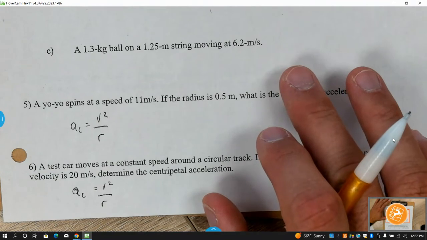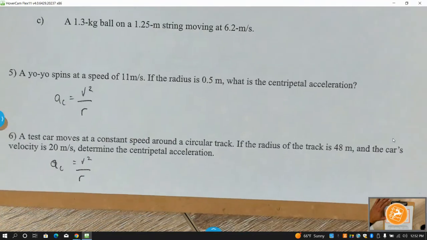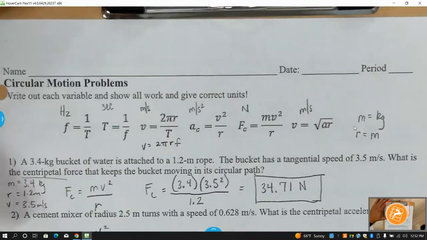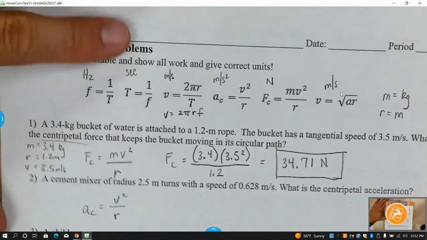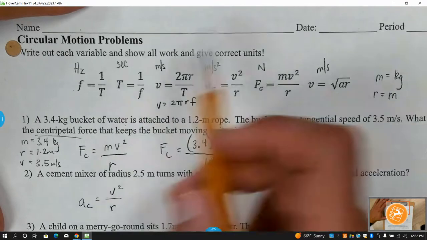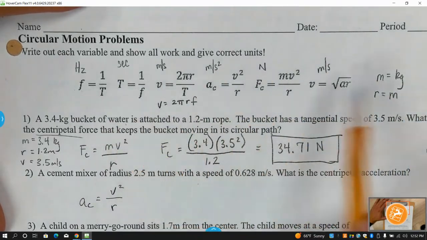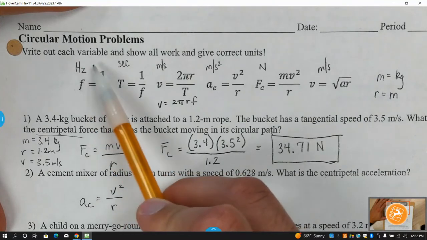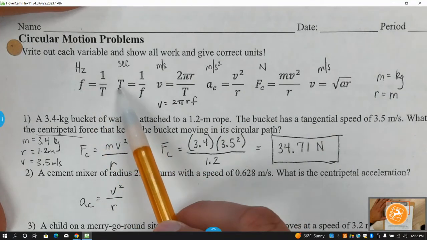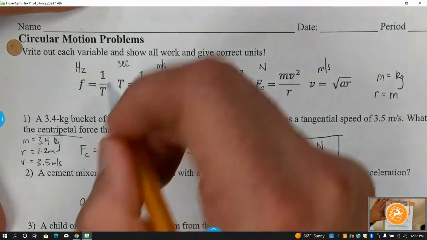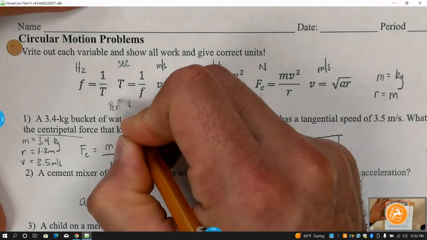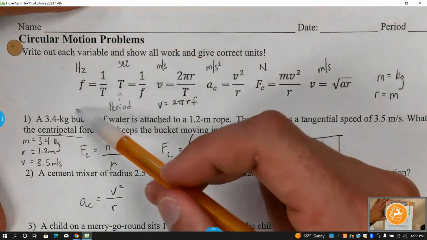Today's assignment, the circular motion problems. So problem solving here. You are given a few different things. You're given a bunch of equations. Frequency is 1 over the period. The unit for frequency is the hertz. The unit for period, capital T, if you don't know what that is. Okay, period. That's what the capital T stands for.